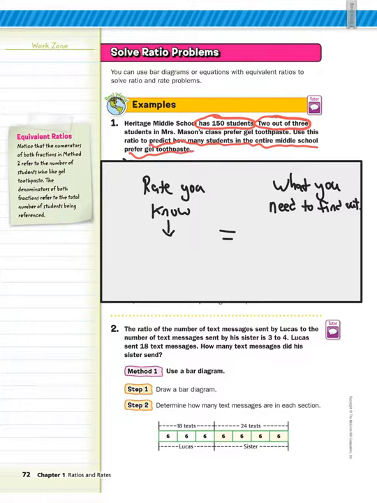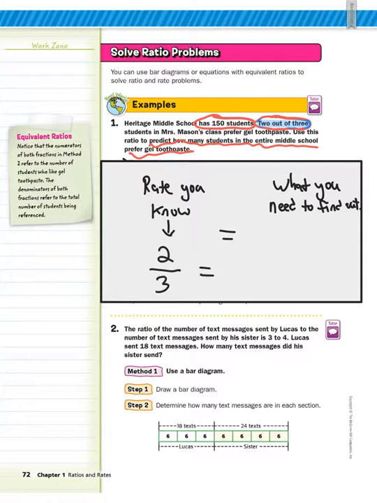I'm going to start with the rate we already know, and it's right here in the problem. 2 out of 3, that's the rate we know. They are the students in Mrs. Mason's class who prefer gel toothpaste. I need the pencil on, sorry about that. I'm going to write that down here: 2 out of 3 total students prefer gel toothpaste.